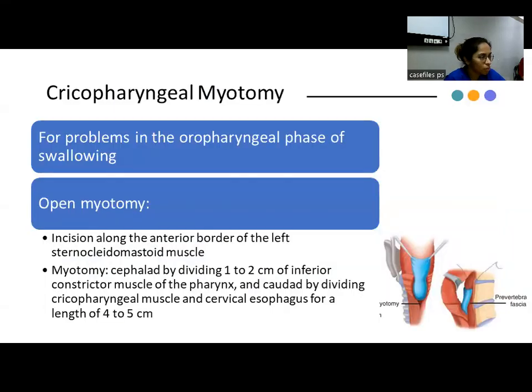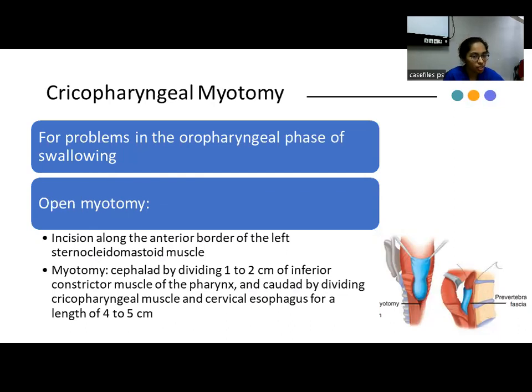Coming to the cricopharyngeal myotomy, this is performed for problems of the oropharyngeal phase of swallowing which cannot be solved with medications. And we go for open myotomy by a cervical approach. Here we make an incision along the anterior border of the left sternocleidomastoid muscle, and the myotomy will be performed on the esophagus. The esophagus will be identified either with the help of the diverticulum, which is usually present in patients with the motility disorder, or because of the presence of a stiff NG tube.